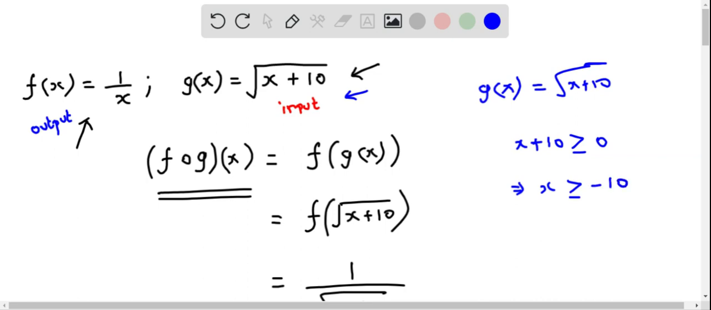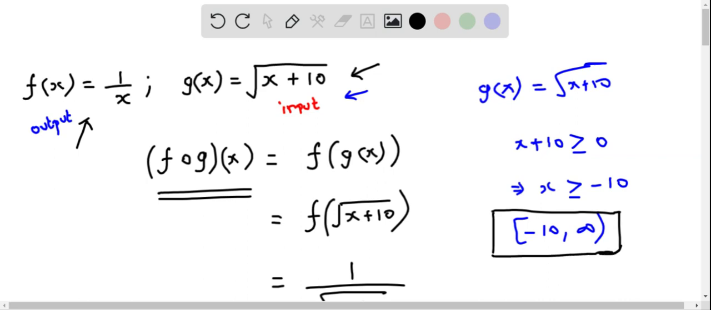This can be written in interval form as negative 10 to infinity. We close this with the square bracket because negative 10 is included, and we put a parenthesis for infinity. So therefore we say that the domain of the composite function is the interval negative 10 to infinity.